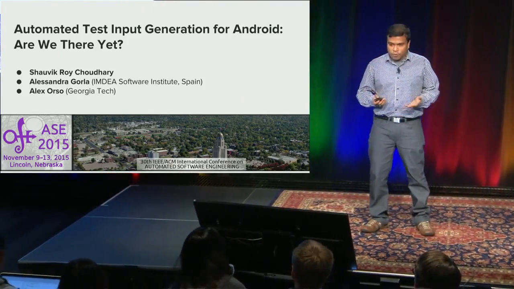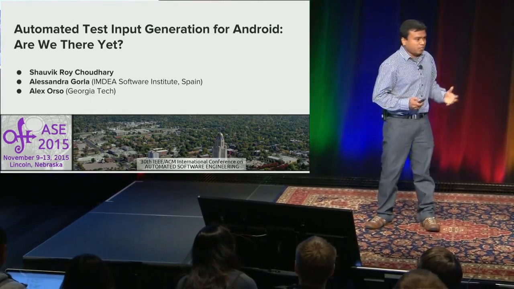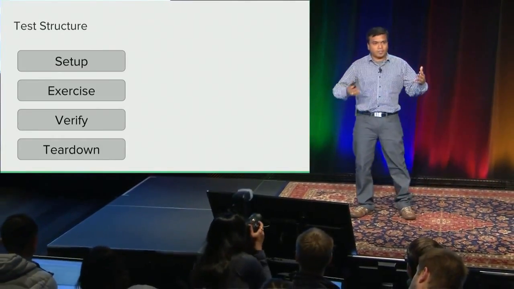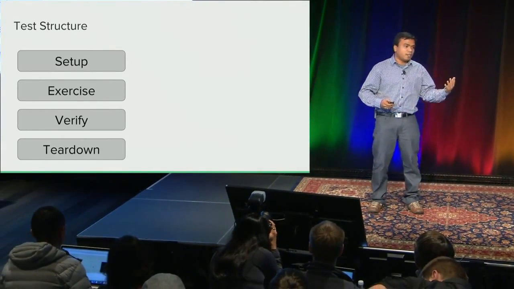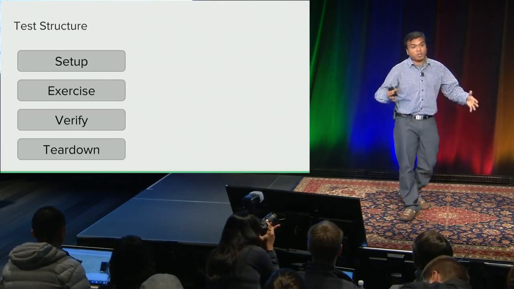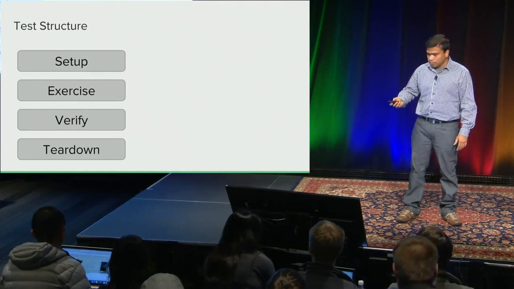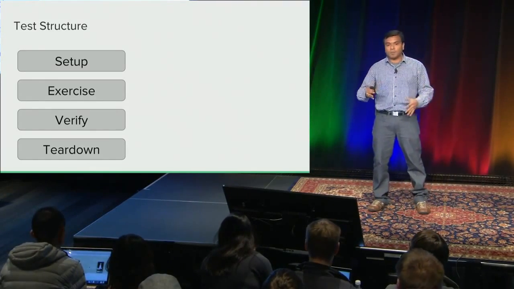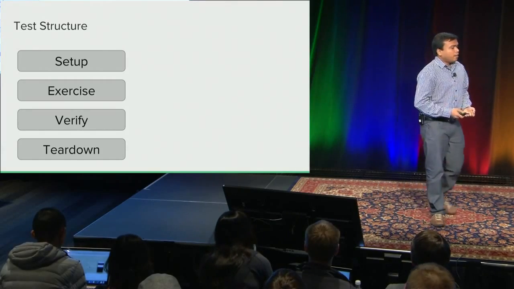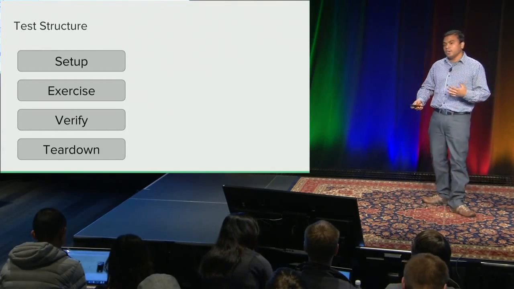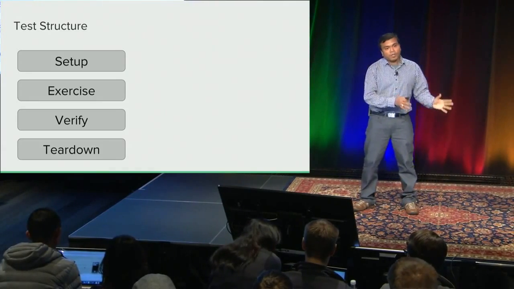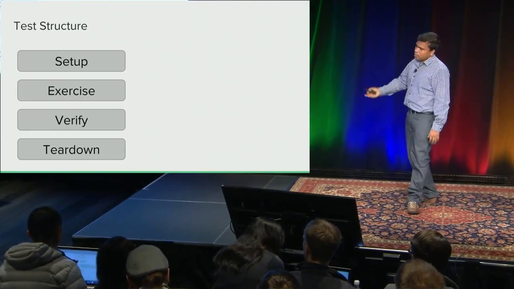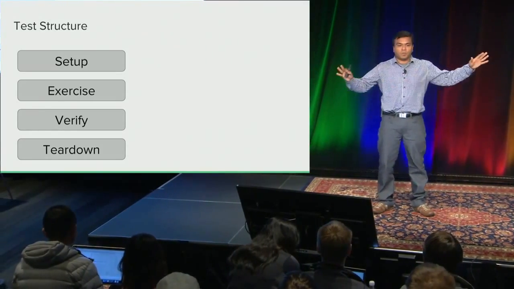OK, so we want to use robots for testing. But let's first see what a test structure looks like. We are all familiar with this. A test has 4 different steps. At the start, you have the setup phase, where you initialize your environment and get it ready for testing. The next phase is the exercise phase, where you interact with the app, provide it inputs, and exercise it. In the next step, verify, you check whether the app came to the expected state as a result of the inputs that you gave it. And the final step is the tear down step, where you clean up the environment and get ready for the next test.